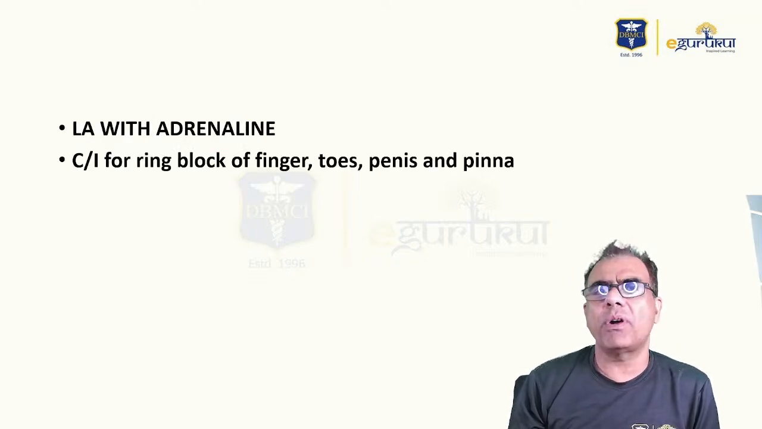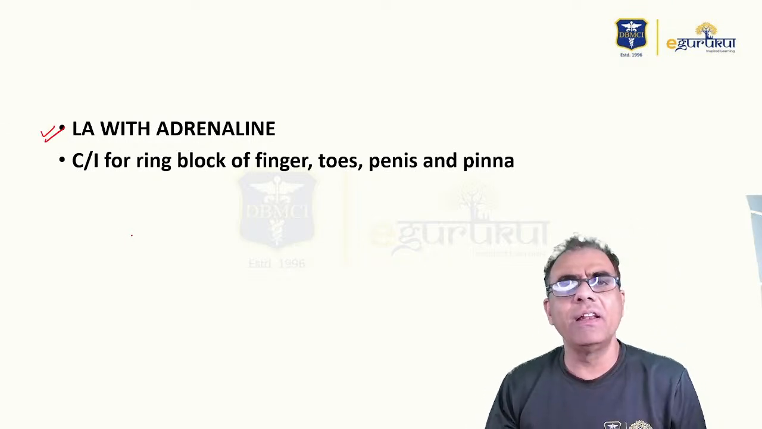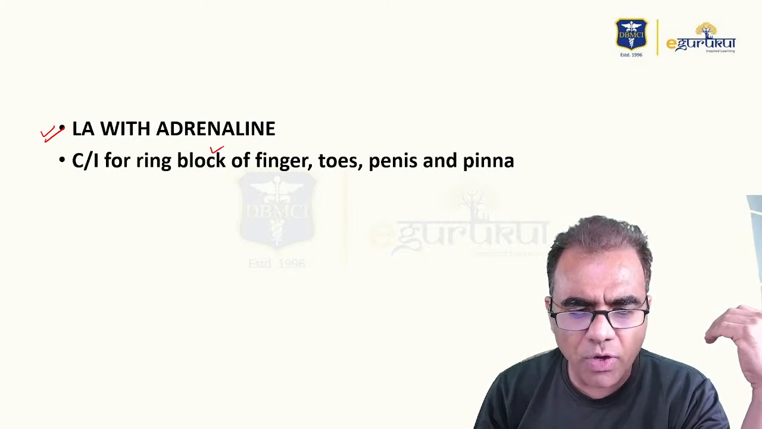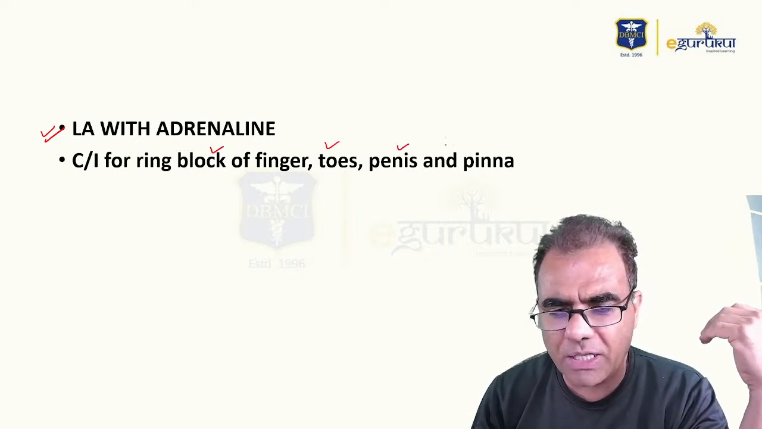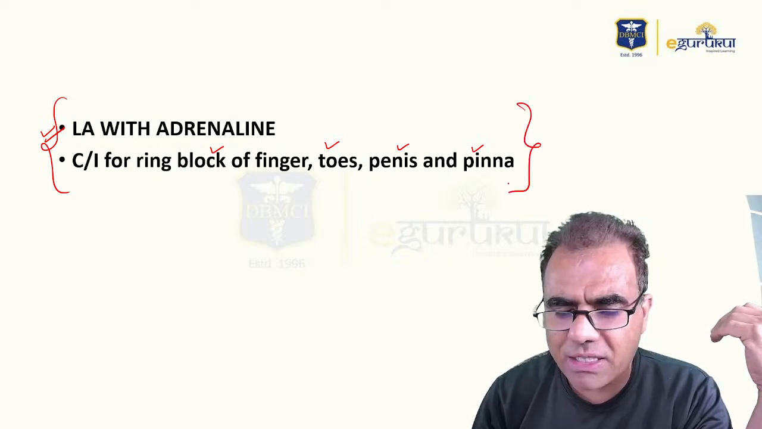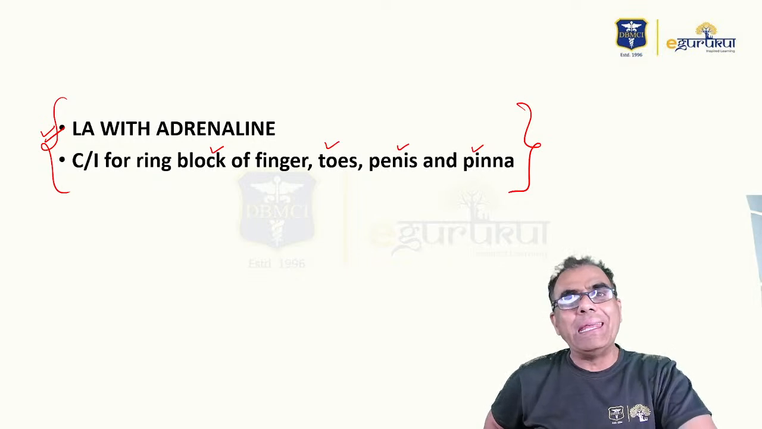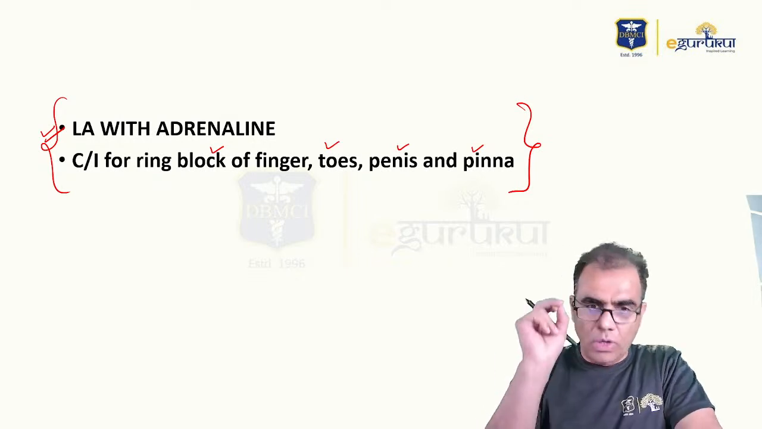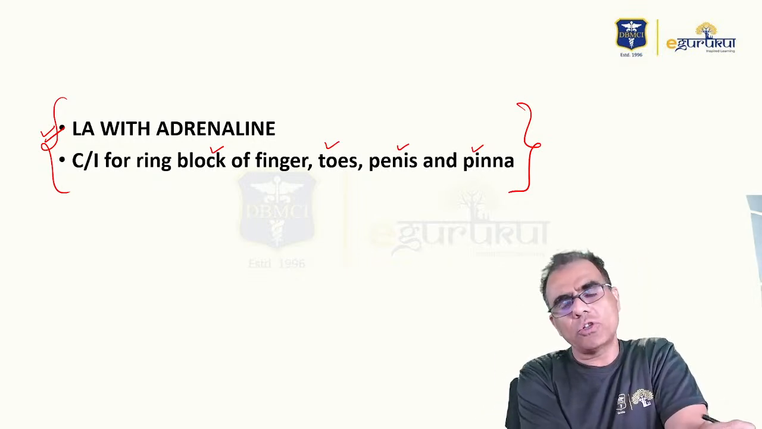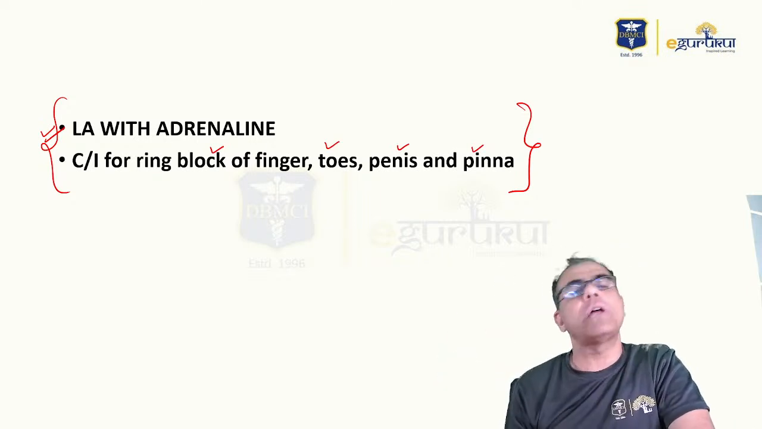Now, another very important thing that you should know is that local anesthetics with adrenaline must not be used for ring block of finger, toes, penis, or pinna, because these structures have end arteries, and if you use adrenaline, there can be gangrene. So, if you are using ring block of finger, toes, penis, or pinna, you have to use lignocaine plain without adrenaline.